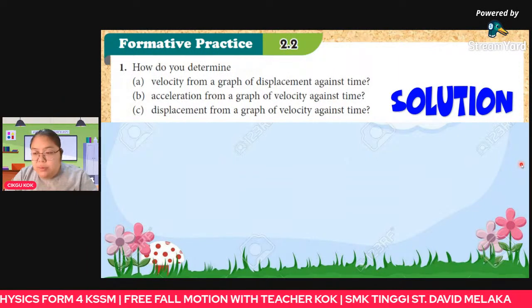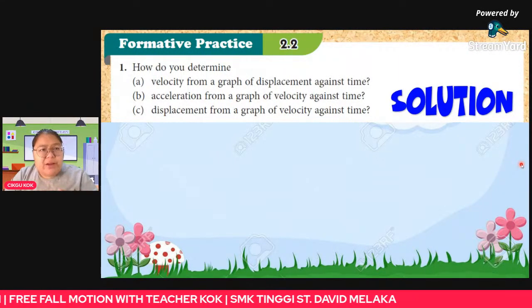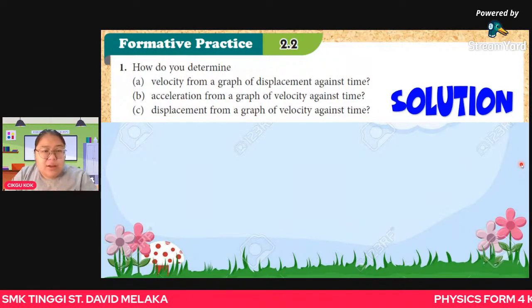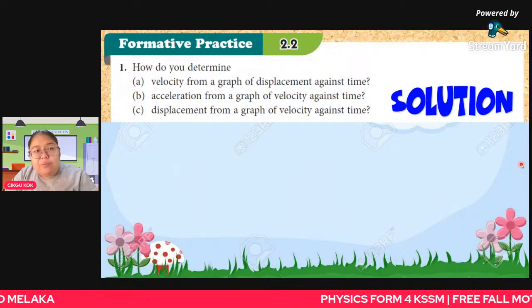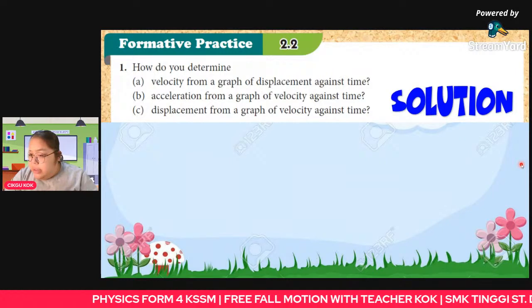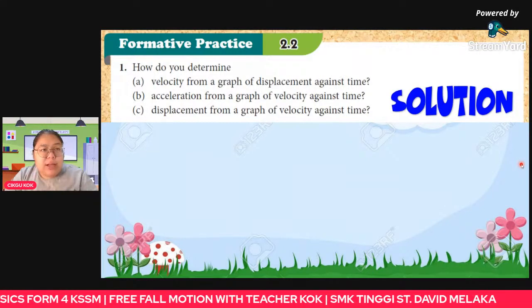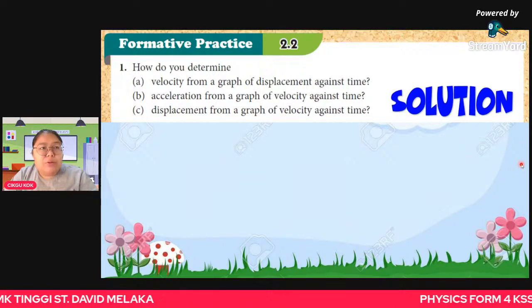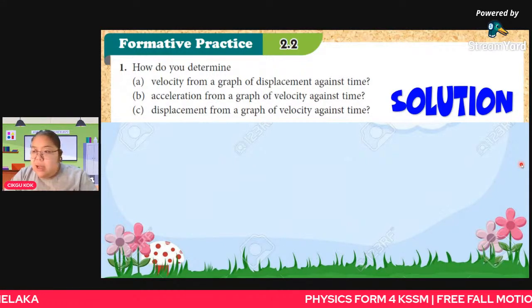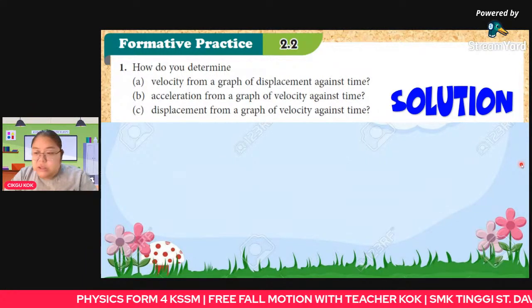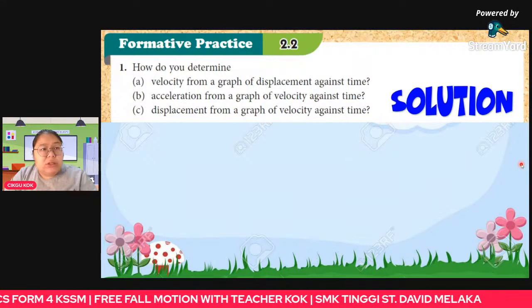Okay, any response? I think this one is no problem. If you understand the motion graph, then you know how to find the gradient, and how to find the velocity from what graph. It depends on the graph and what you want to find. Okay, the answer is for A. Velocity from the ST graph, how to find it? Anybody?